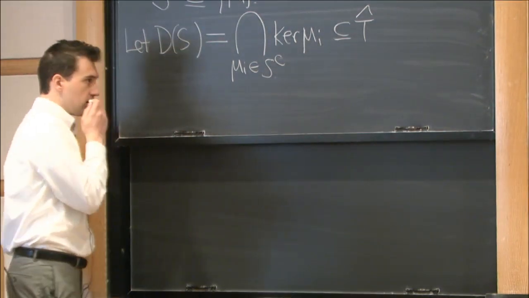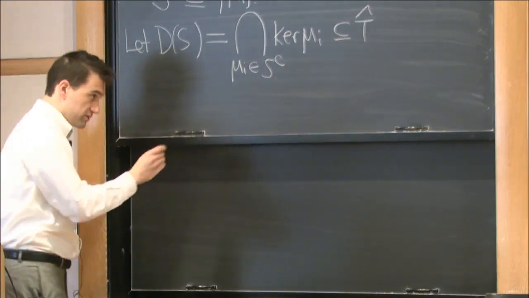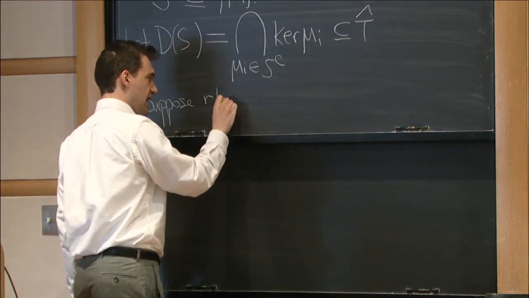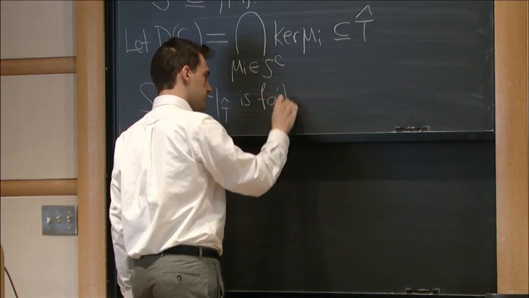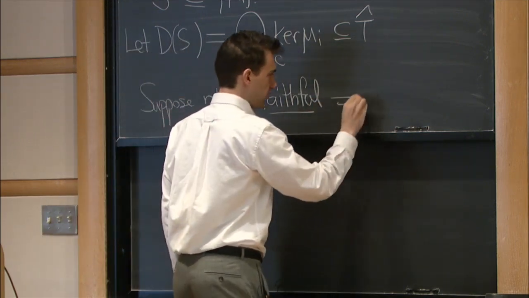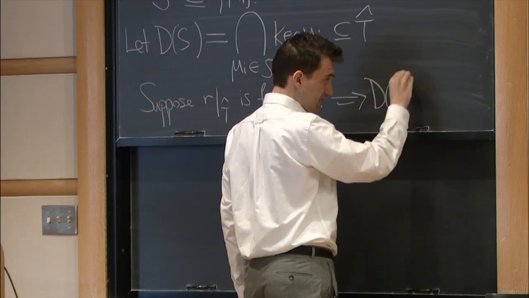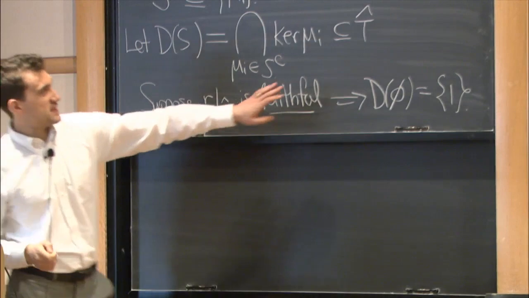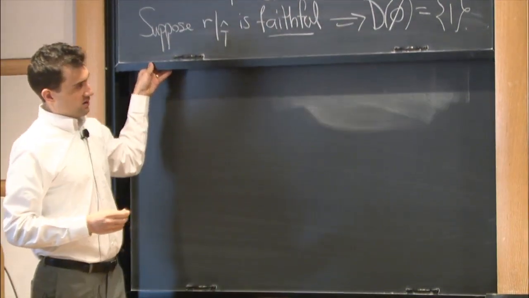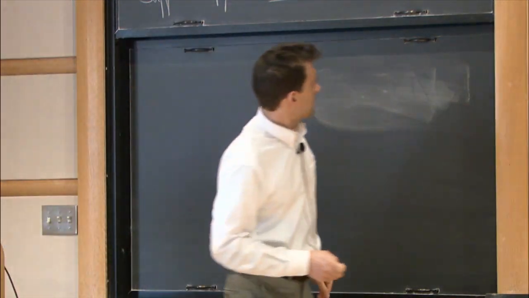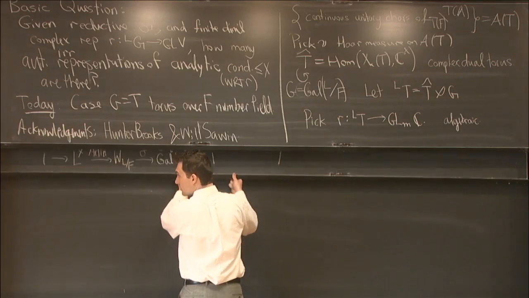OK, so now there's an important assumption. We're going to suppose R restricted to T hat is faithful. So in particular, faithful implies that D of the empty set is just the trivial subgroup of T hat. So maybe because this thing is in the way, I'll not write on this board, but leave that up there. So I think this will go up here.